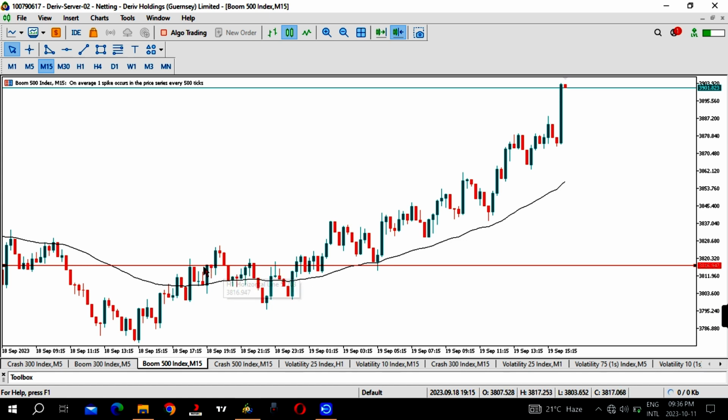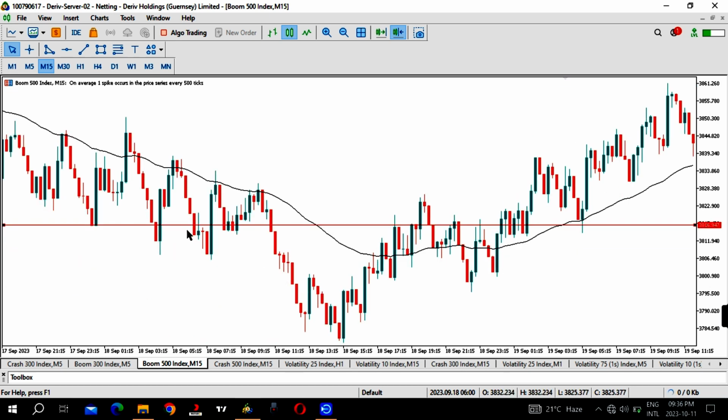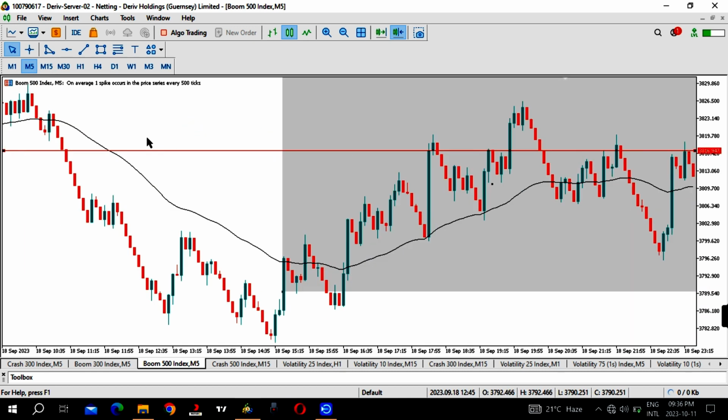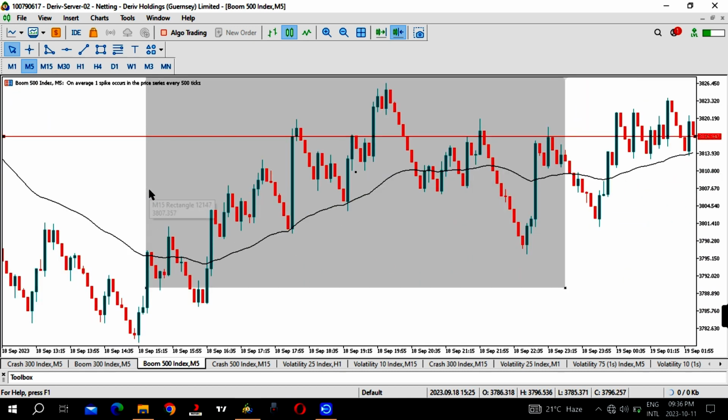Right over here, so this was the spike that would have blown you out. This was the point that we had marked over here, and this over here would have blown your account. If you shift down to the 5-minute time frame, let's just mark this zone over here. So let's shift down to the 5-minute time frame. It's actually this zone over here.